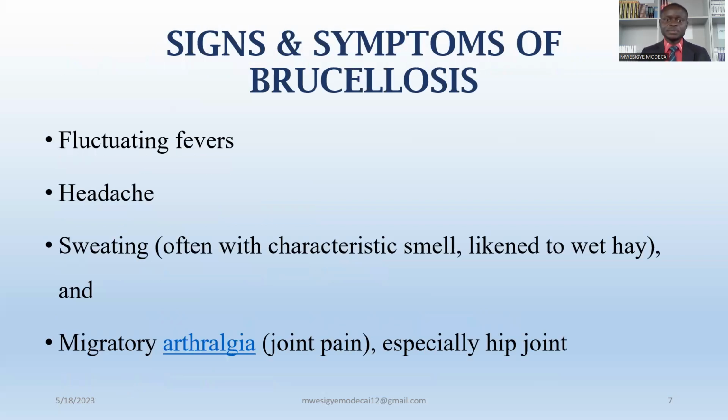What are the signs and symptoms of brucella? One is fluctuating fever, which we call undulant fever. Fever which rises and falls. The person will tell you, in the morning, I was too hot and the temperature was 40 degrees Celsius. But when he reports to the hospital, the temperature is normal and keeps rising and falling. If someone has that history, then know that that is brucellosis.